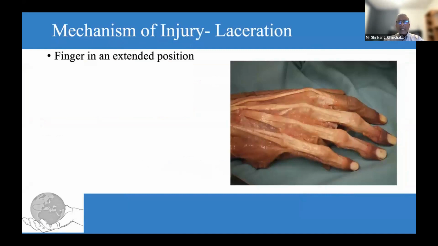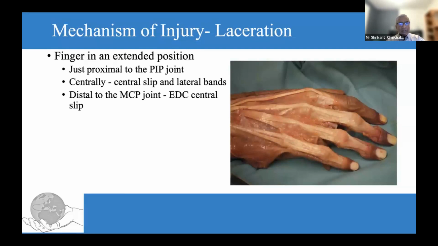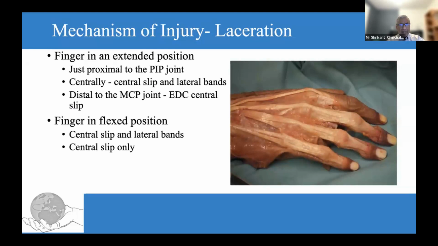finger. Looking at some of the cases that I've treated in the past, I found that the injury was somewhat different in all 5 cases. The tendon laceration may occur when the finger is in an extended position. In such a situation, it's quite likely that the transection may be just proximal to the PIP joint, or the laceration may be in the central region where you may have central slip and lateral band involvement, or distal to the metacarpophalangeal joint where you have just EDC central slip laceration.